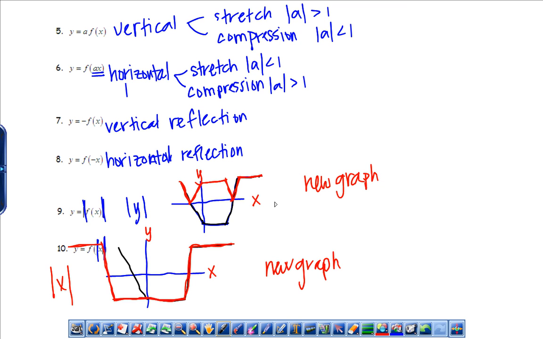You might want to take a minute, pause the video, and write down what you're doing and how to make your absolute value of y and absolute value of x. Also, when you're graphing, you always work from the inside out unless you have the absolute value of x. You always do that last.